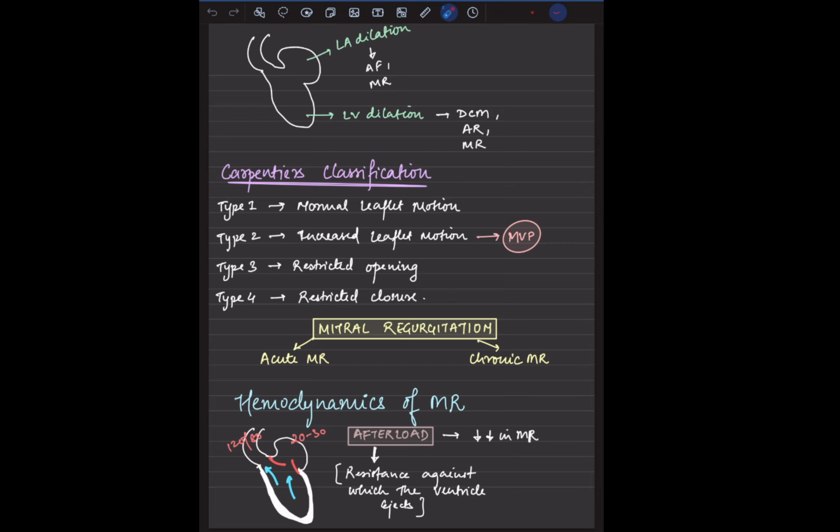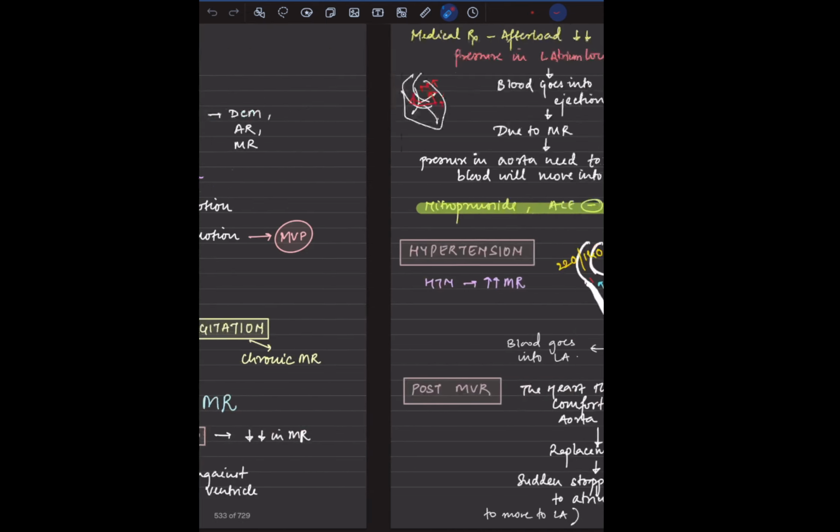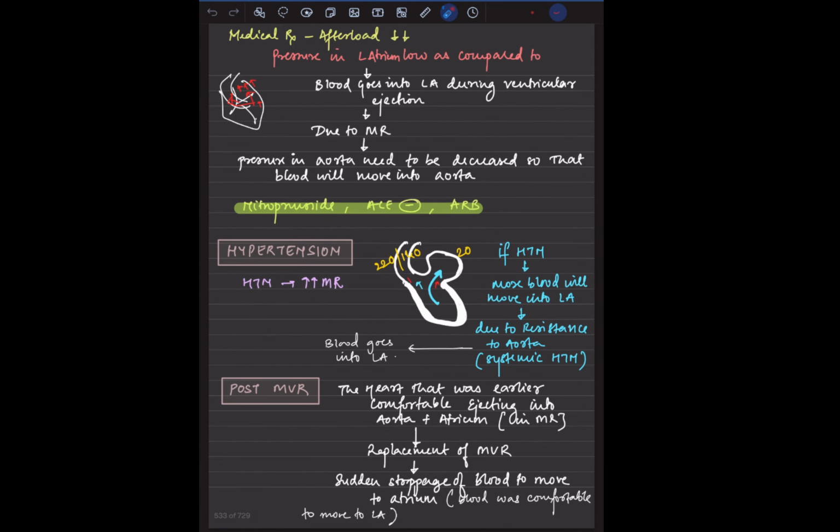Now if there is an increase in the afterload, that means the blood is being ejected out into the aorta and it is not going through the mitral valve into the left atrium, then this will decrease the MR. Remember that. So there is no increase in the blood going from the ventricle to the left atrium, and that's why, whenever the afterload is increasing, in the medical treatment we have to decrease the afterload.